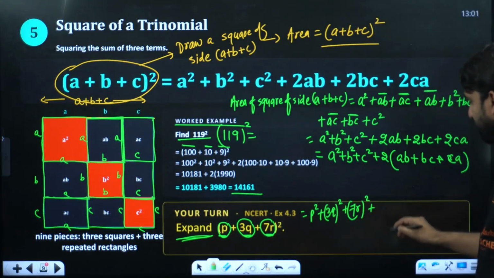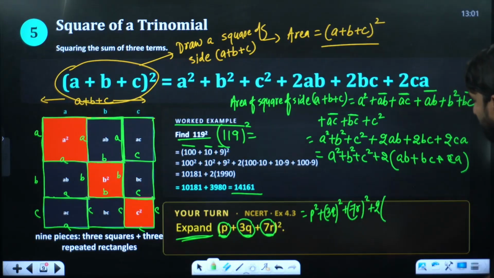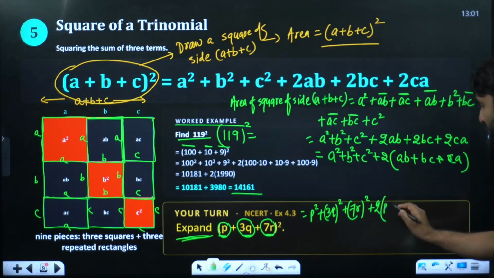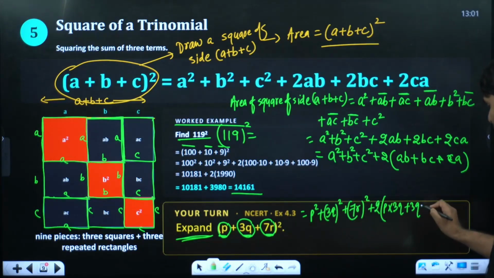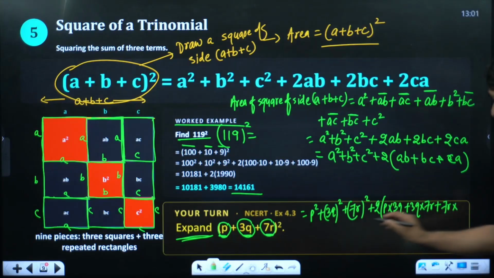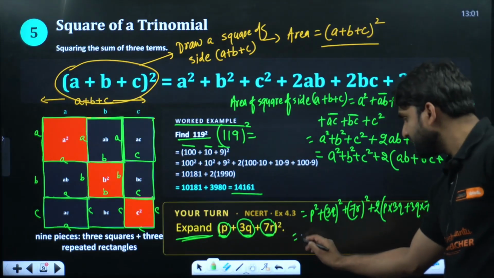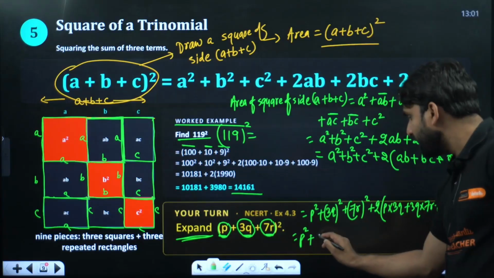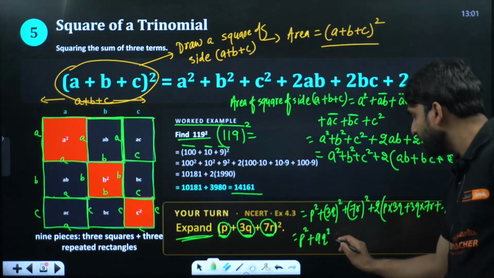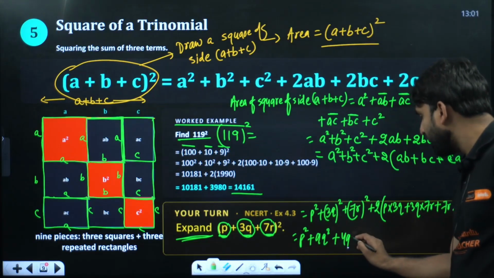So plus 2, we can take 2 as common here. AB, so P into 3Q, plus BC, where B is 3Q and C is 7R, plus CA, where C is 7R and A is P. Now solve this. So this is P square, 3Q square is 9Q square, 7R square is 49R square.